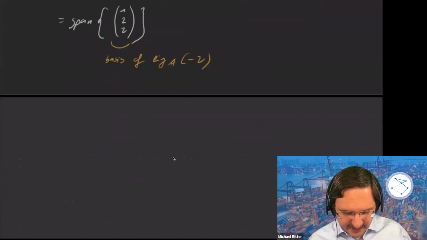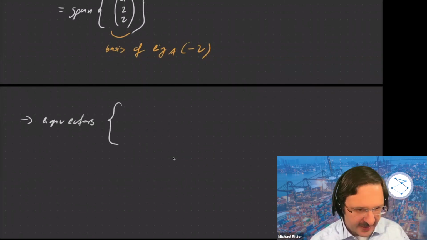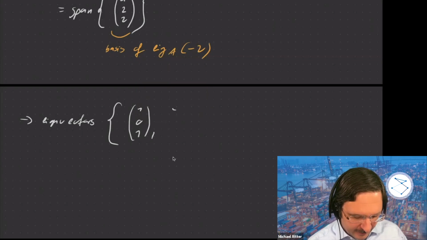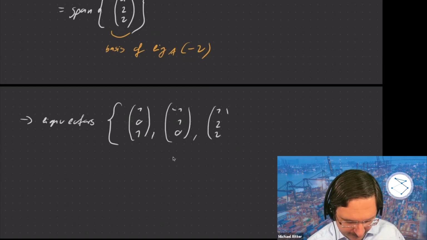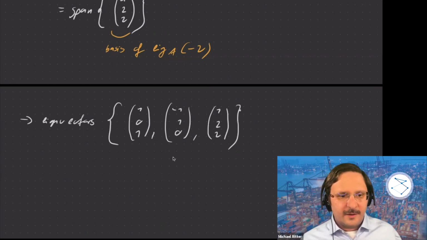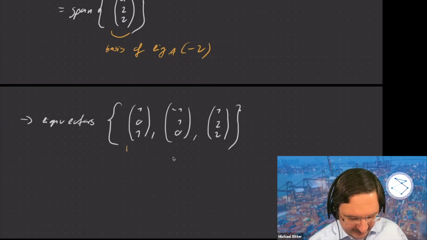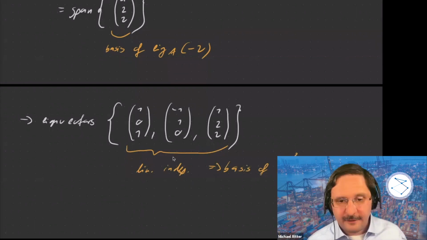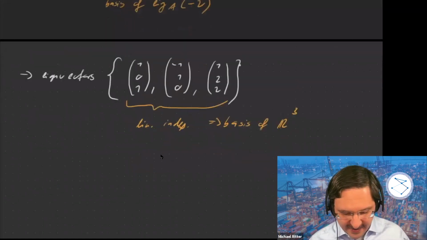And if you now look at all three vectors, the eigenvectors that we get, those were 1, 0, 1, -1, 1, 0. And now we have 1, 2, 2. And those three vectors are now linearly independent. So this is actually a basis of R3. So we have found a basis of R3 that consists of eigenvectors of A.